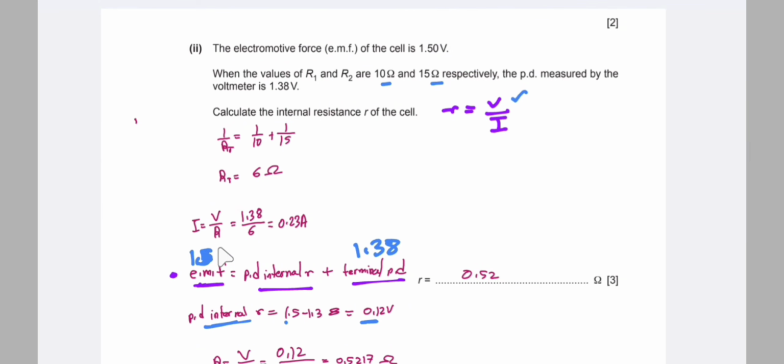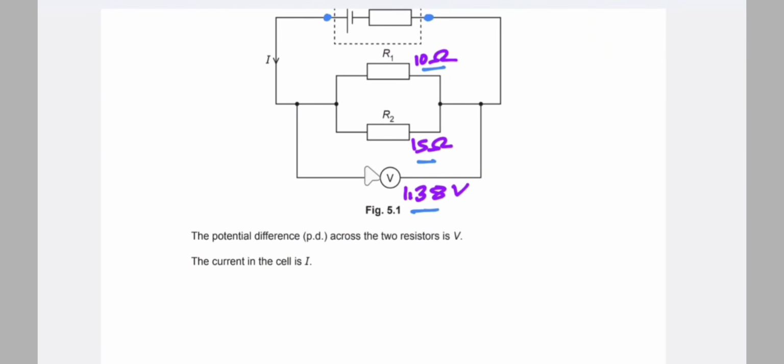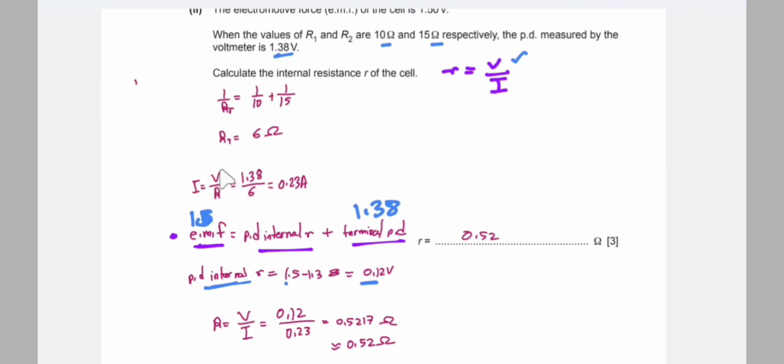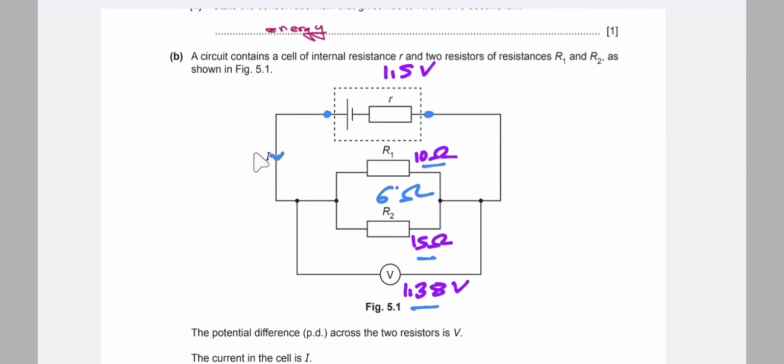This current is equal to voltage by resistance, and the combined voltage for this combination is 1.38 and the combined resistance is 6 ohm. So what is the value of the current? I is equal to voltage by resistance. So voltage, that is 1.38, divided by the resistance, we get the value of current I.